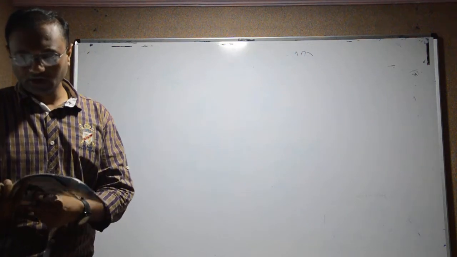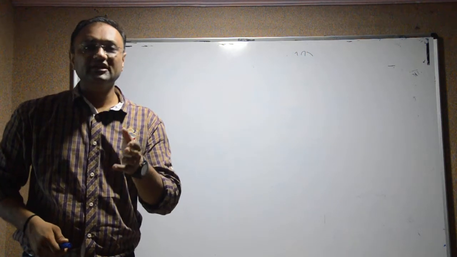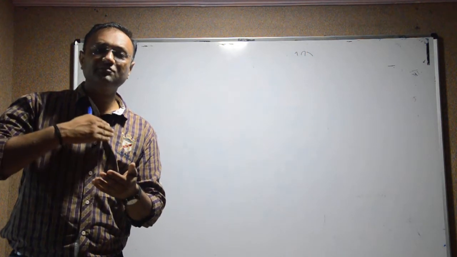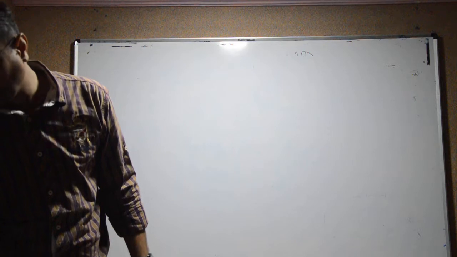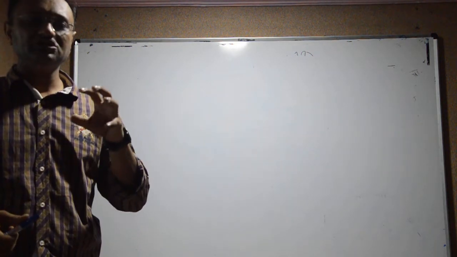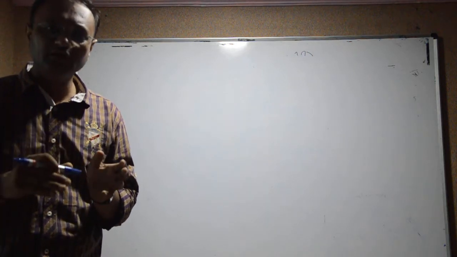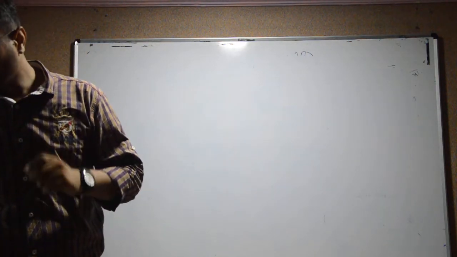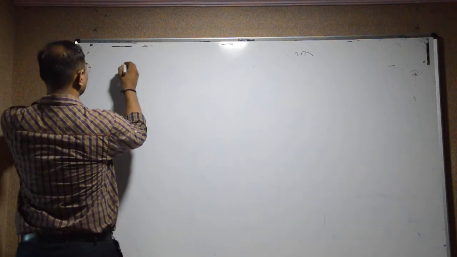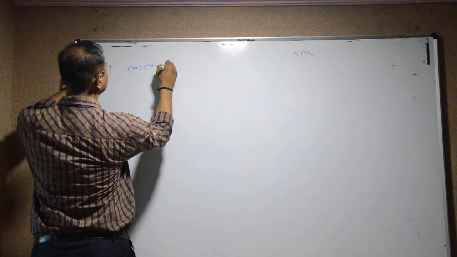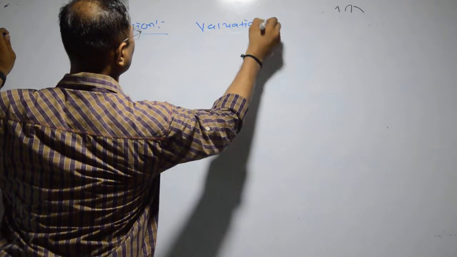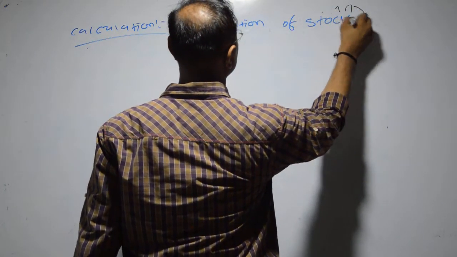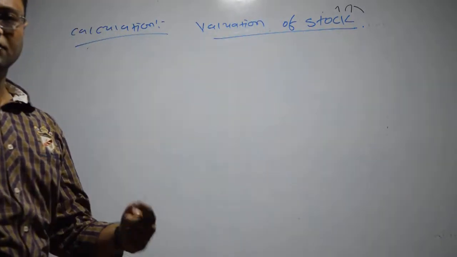Clear? Now we calculate the cost value given here as 10% less, so we have to make it equal to the actual cost. First, see the table: for 2007, 2008, 2009 and 2010 the opening stocks are given. It means they are at 90%, so we have to convert them into 100%. Okay, so we will start with the valuation of stock.